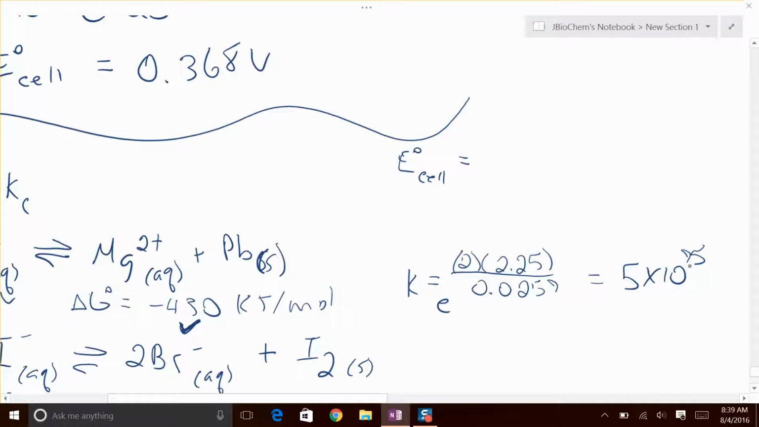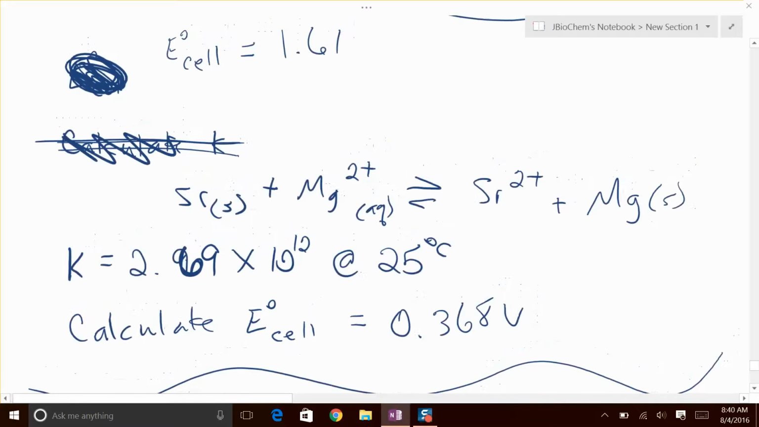Did y'all use the log or the natural log? I did both and you get the same answer, right? What did you get when you did 1.10 times 10 to the 76? I use the log numbers, 2.24... equals 0.0592 divided by 2 log K. Yes. And then I got 0.0592 divided by 2, and you get 0.0296.